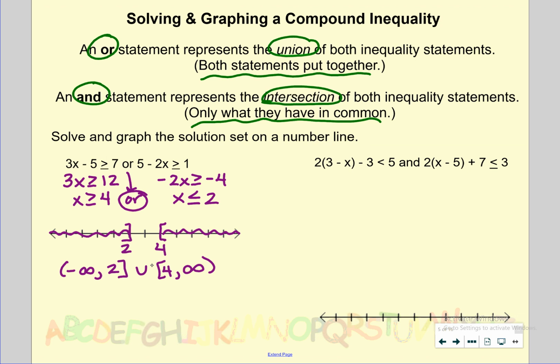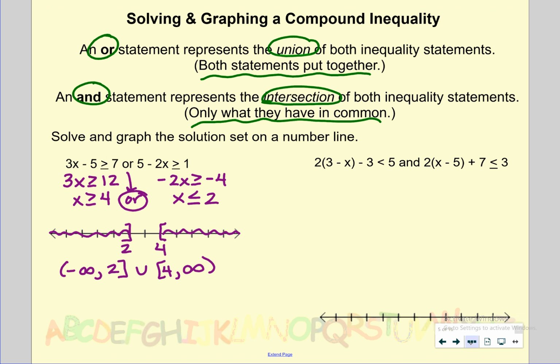What if this was an AND statement? What do you think my answer would be? There would be no solution, right? So it's possible, if you have an AND statement and they're going opposite directions, that it's just no solution because there's nowhere where the two pieces overlap. But because it's an OR statement, we're okay.